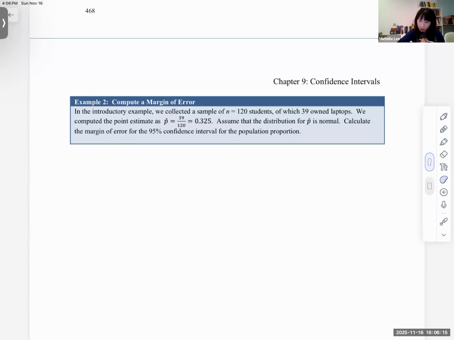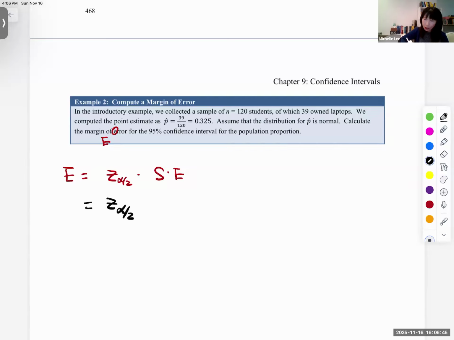All right, so we want to calculate the margin of error. For margin of error, we use the first letter E, right? Okay, so margin of error is the Z critical value, that is Z sub alpha over 2, and the standard error, right? So what is the standard error? Standard error is the square root of p hat, 1 minus p hat, over n, right?